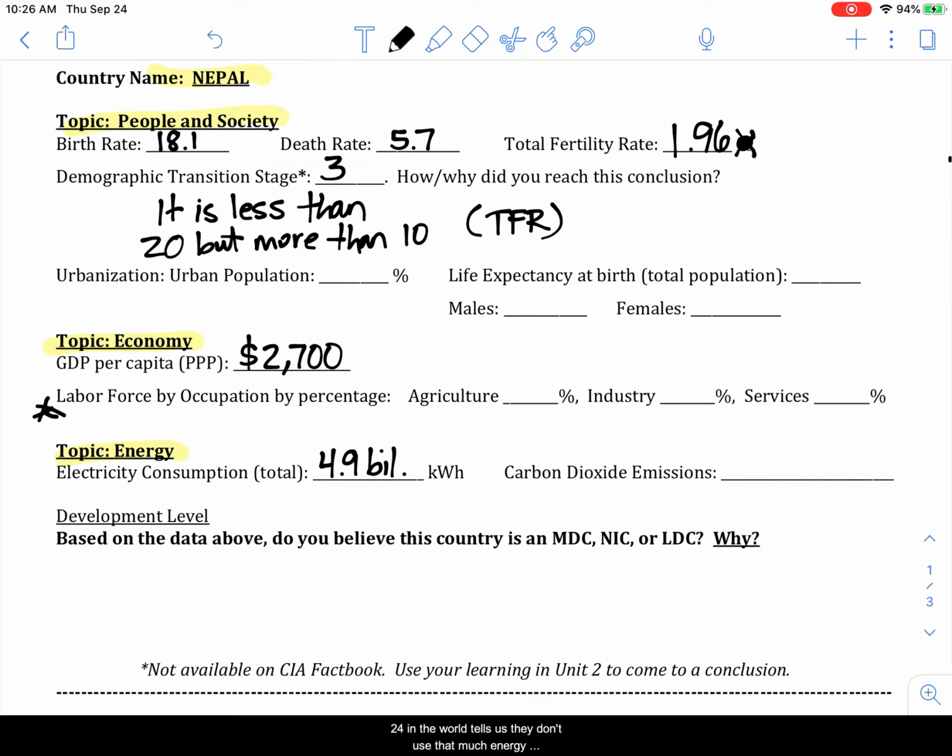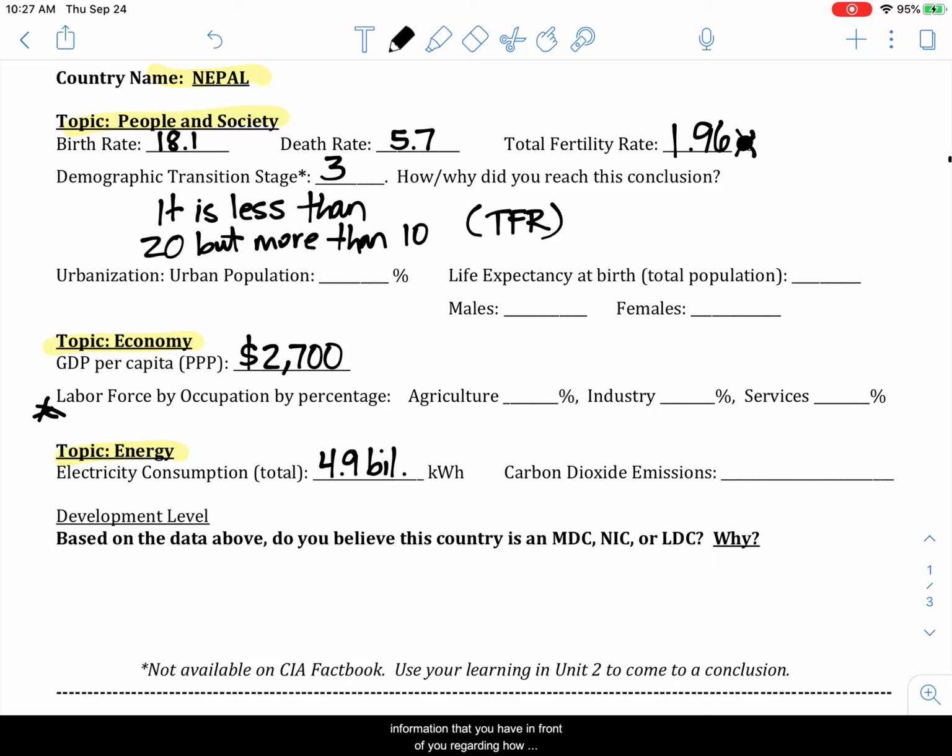124th in the world probably helps us out a little more than 4.9 billion because it's hard to really know what that number actually means. Is that a high number or a low number? But 124th in the world tells us they don't use that much energy compared to other countries in the world. Carbon dioxide emissions, you can look up in that same folder. You'll just need to scroll down. That's going to indicate the use of cars. So if they don't have a lot of car usage, and again, the number might not mean anything to you, but look at where that ranks in the world, which is right at the end of that statistical segment.